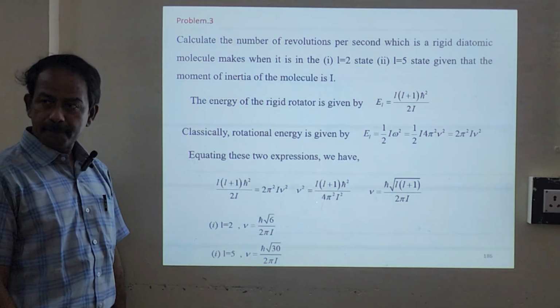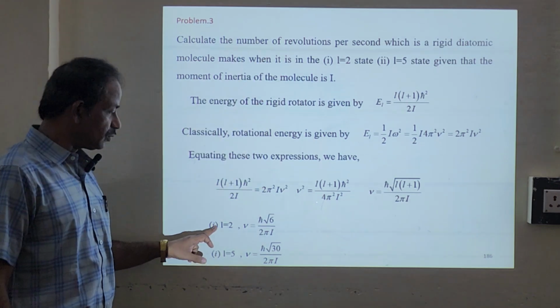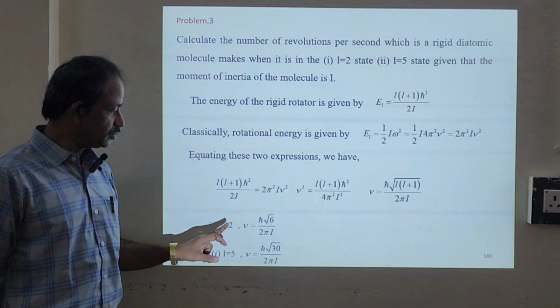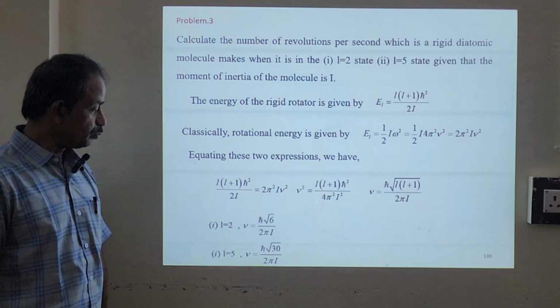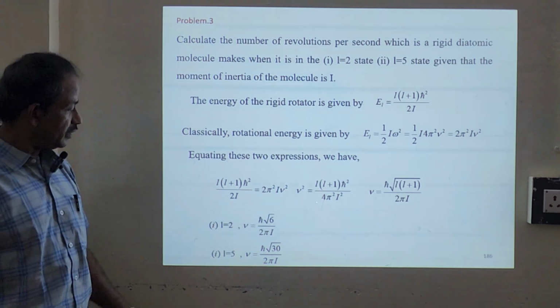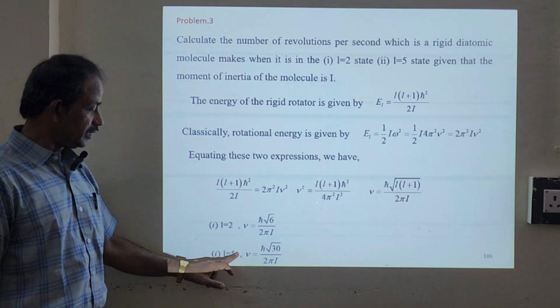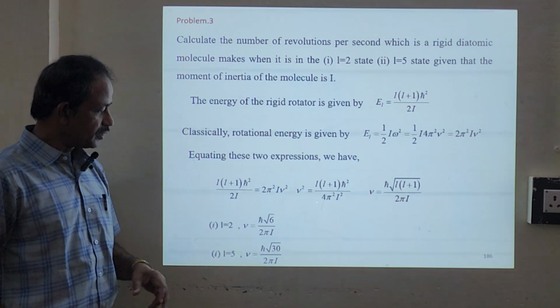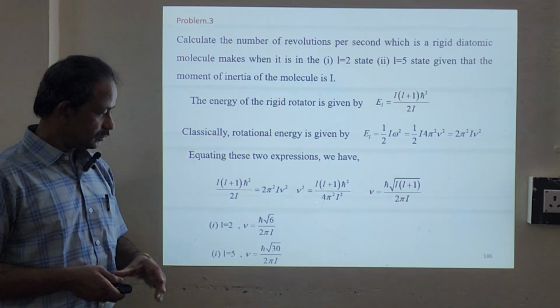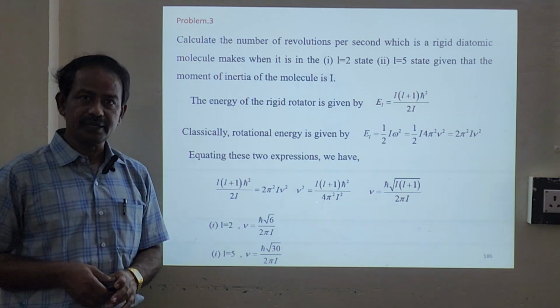divided by 2 pi I. Okay, now we'll go for 2 states. L equal to 2. Substitute L equal to 2 there. You will get nu equals h bar root 6 divided by 2 pi I. Okay, now we'll go for the next state, L equals 5, and substitute for L equals 5, you will have nu equals h bar root 30 divided by 2 pi I.